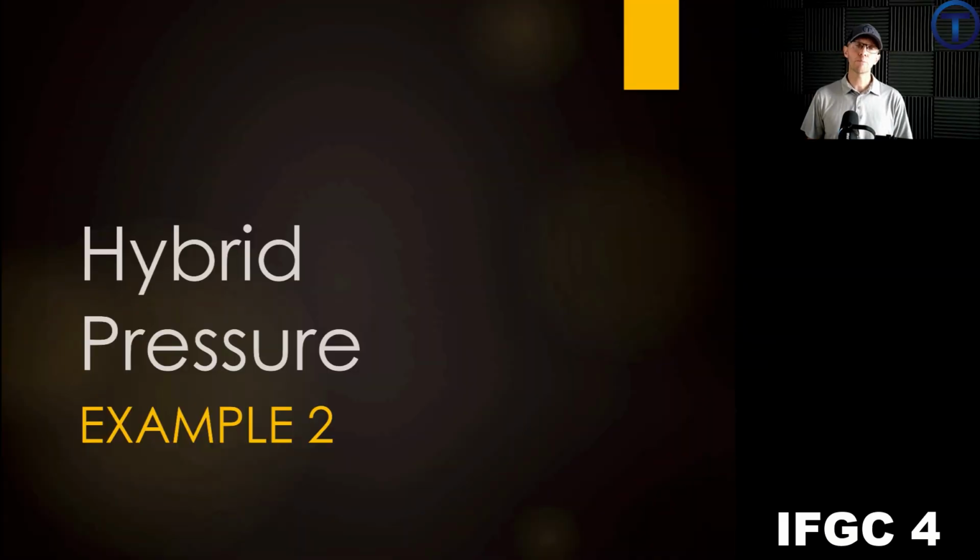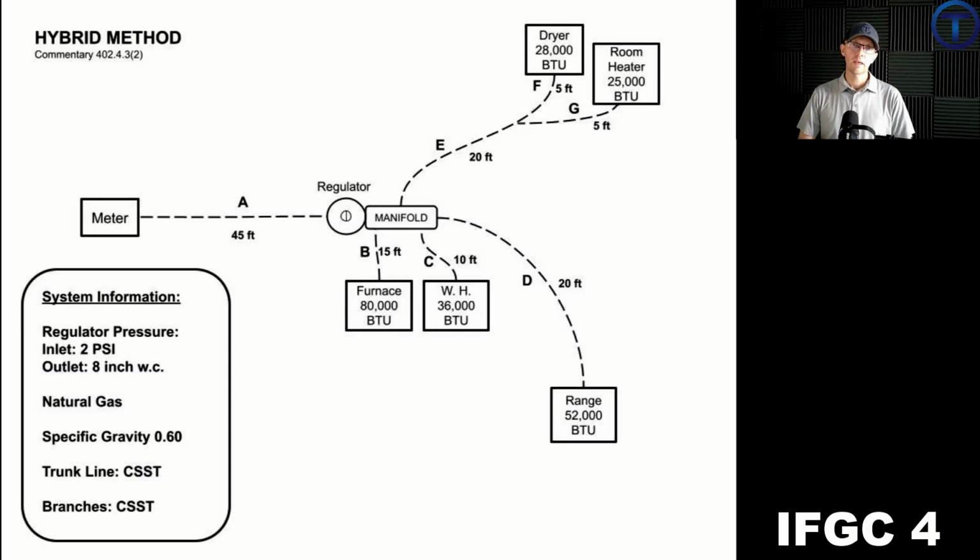All right, let's check out hybrid pressure example 2. This hopefully looks familiar. We used this diagram on our branch length method. This is a residential system. It's using CSST for everything. The only difference between this and what we looked at before is that we have a higher pressure from the meter to the manifold. We're going to use 2 psi at the meter. And then at the outlet of that regulator, we'll have it down to 8-inch water column. So just section A is going to be at higher pressure. Everything else will be at that lower pressure that we've dealt with before.